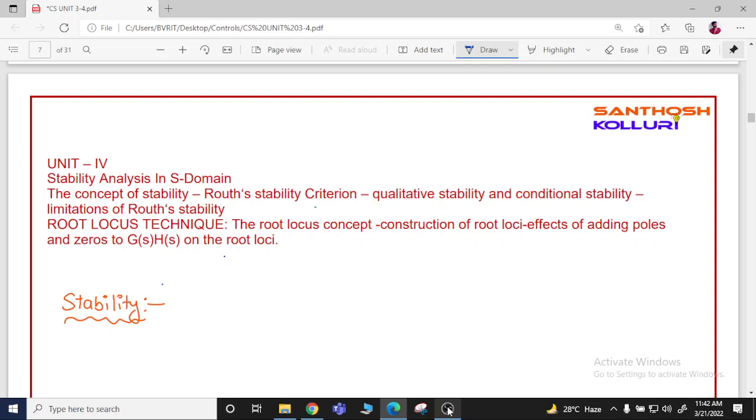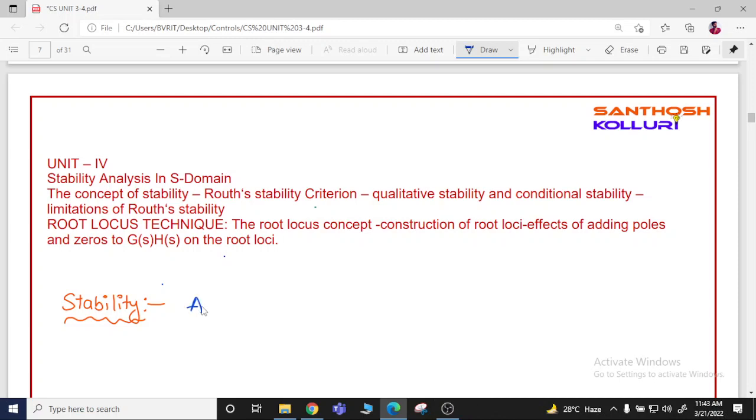Basically, stability can be defined as: a linear time invariant system is said to be stable if a bounded output is obtained for a bounded input. That is called a stable system.